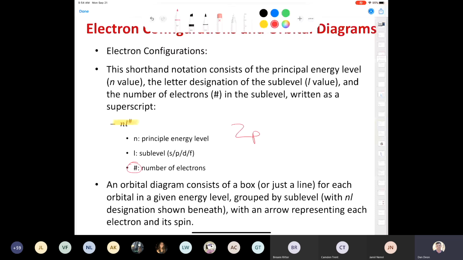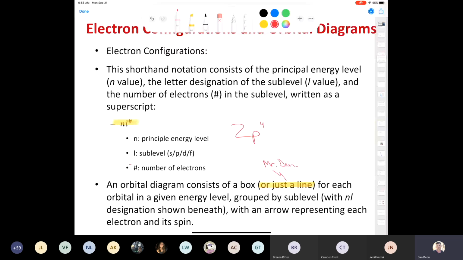So let's get to it. It says here an orbital diagram consists of a box or just a line. I'll tell you right now, let me just highlight this for you since I'm your instructor. This is what Mr. Dion will be using, because Mr. Dion is not very good at drawing boxes.